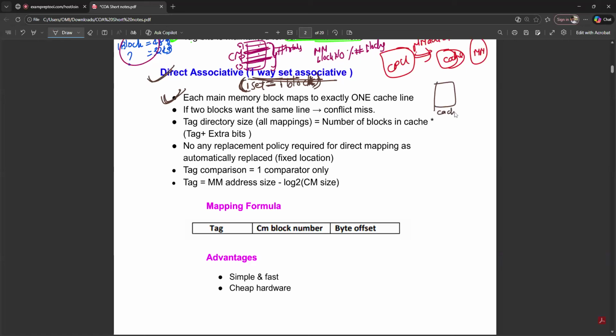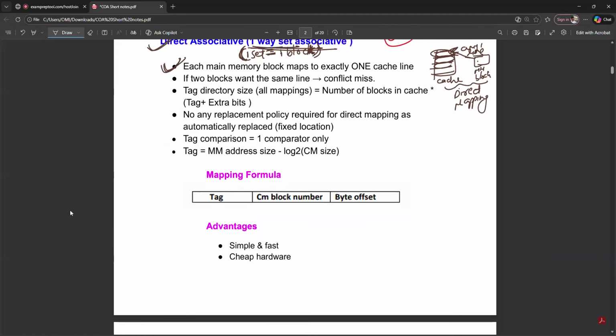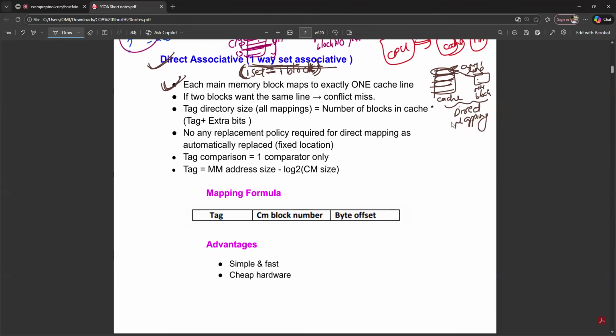So if this is a main memory block, it maps to exactly one line, only any one line. This is called direct mapping. Each main memory block maps to only one cache line. And how can you find it?